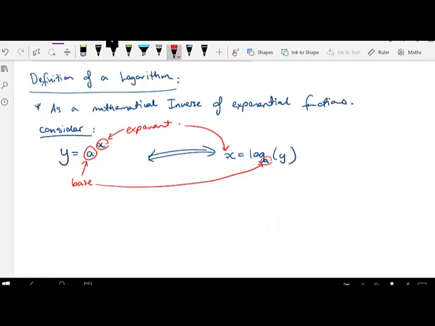So there's an equivalency here, and I'll show you with a simple example that you'll understand. If we look at 2 to the power of 3 is equal to 8, we can say that's equivalent to writing 3 is equal to log base 2 of 8. It's 3 because the exponent is 3. It's log base 2 because the base is 2. So these two statements are the same. One is in the exponential form and the other is in the logarithmic form.